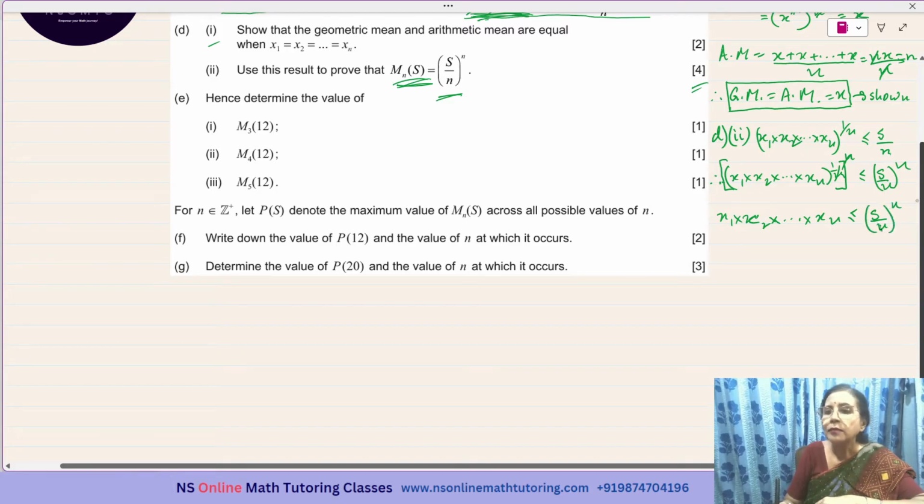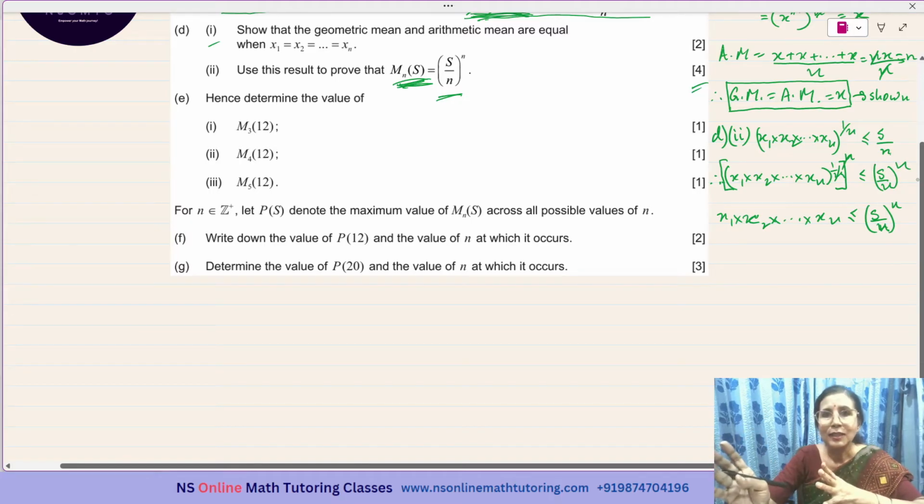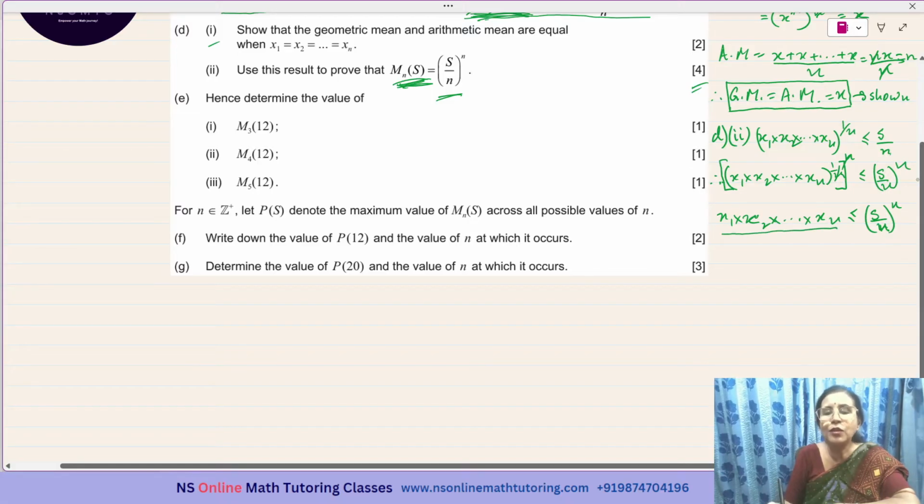Okay. Now, what is Mn of s? Mn of s is the maximum product of n positive real numbers whose sum total is s. Okay. Now we will be having different products depending on what values these n numbers have. We will be having different products. Out of the different products that we will be having, the sum total will always be equal to s. But we will be having different products.